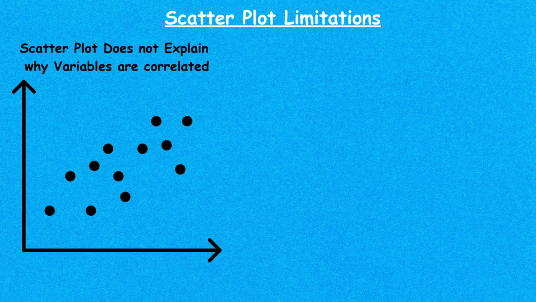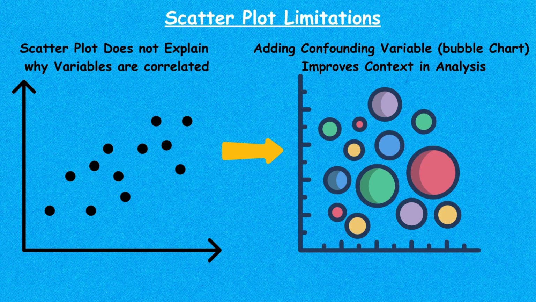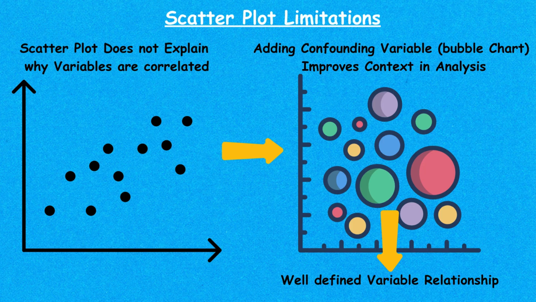Therefore, scatterplots can show you the relationship between two variables, but they don't tell you why those variables are related. This is where a bubble chart comes in. By adding a third variable, such as education level, we can better contextualize the analysis and discover a more accurate relationship. This helps us see if correlation truly reflects causation, or if it's influenced by something else.